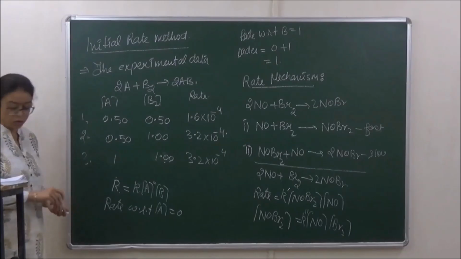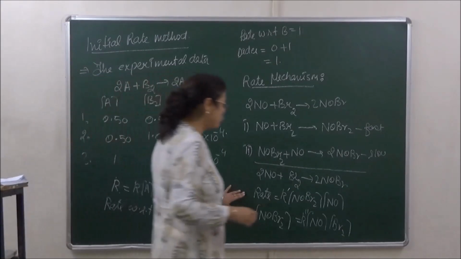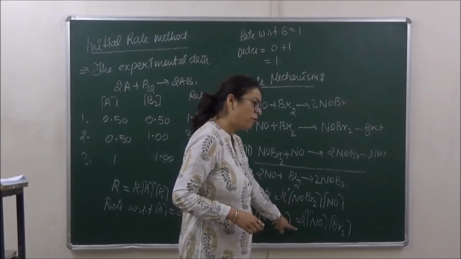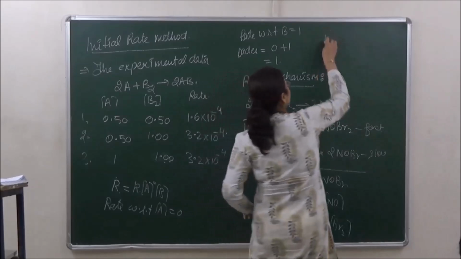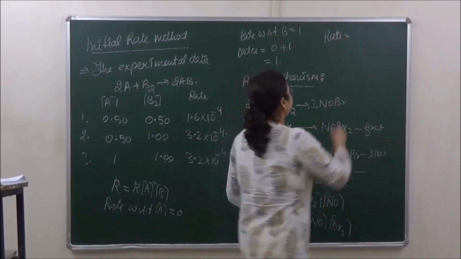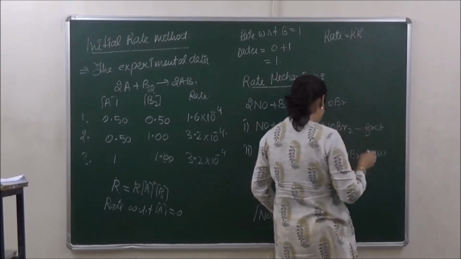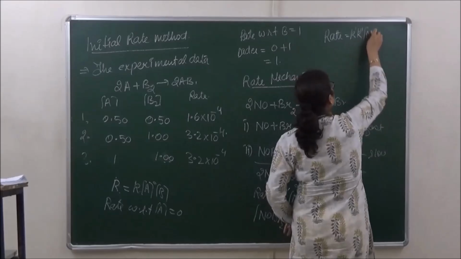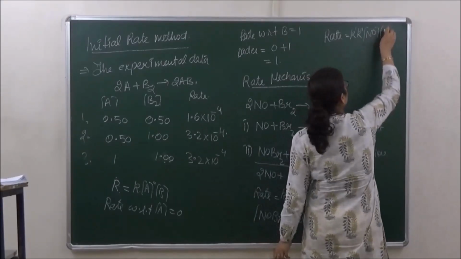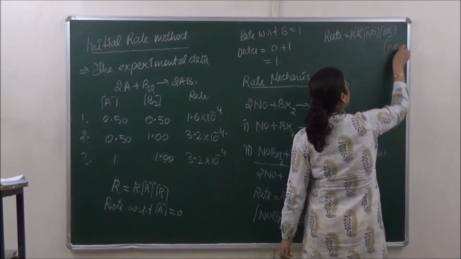Right? Now taking into consideration both of these, what do we get? The rate should be equal to, putting the value of concentration of NOBr2 from here, K dash into K double dash into concentration of NO into concentration of Br2 into concentration of NO.